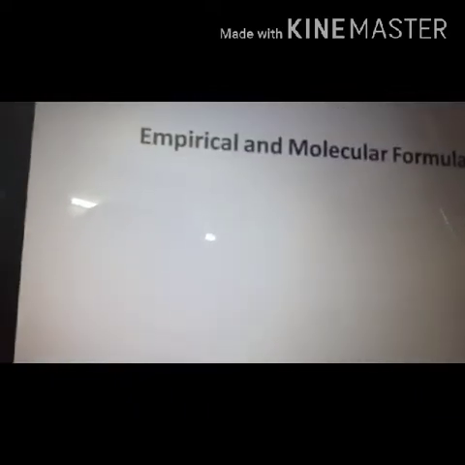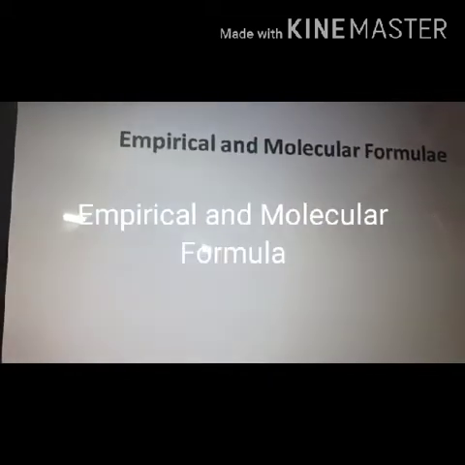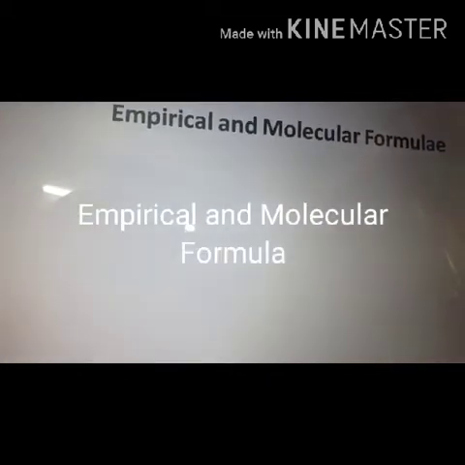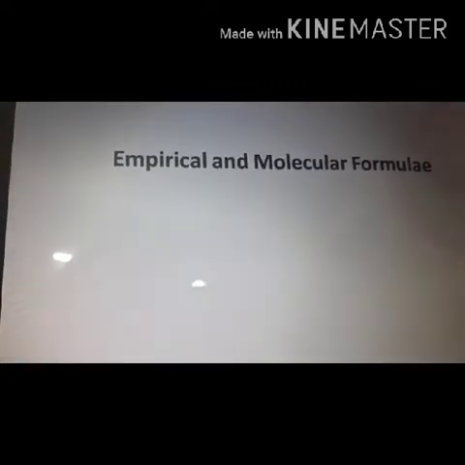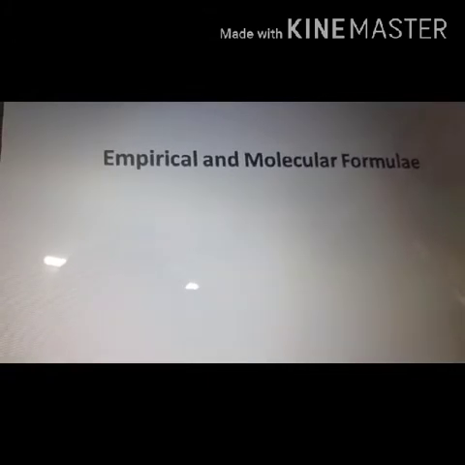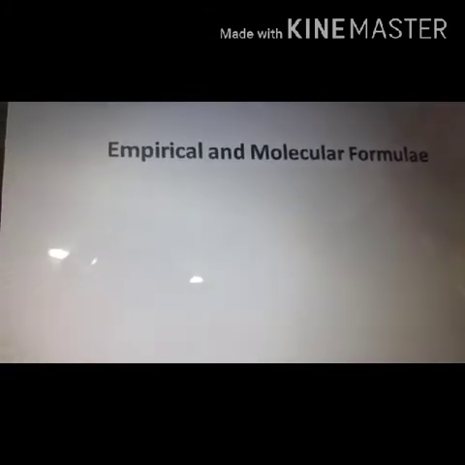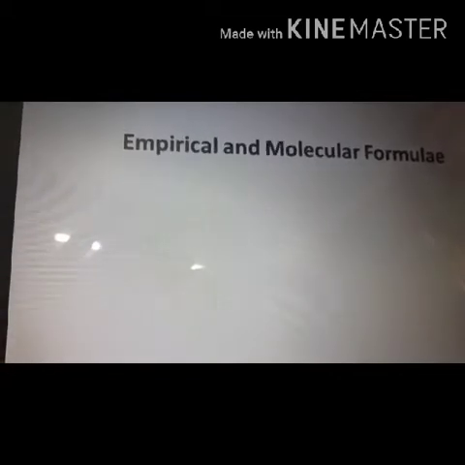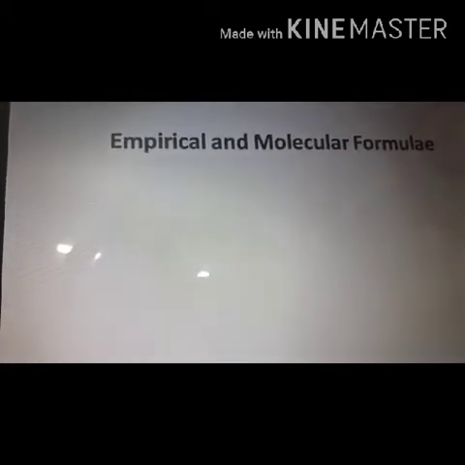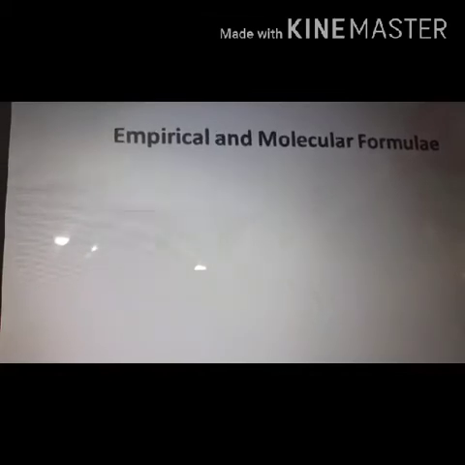how can we determine the empirical formula and molecular formula? What is the empirical formula? The chemical formulas of a compound are of two types. One is called the empirical formula, another is called the molecular formula. Empirical formula means the formula of a compound in which the atoms are in their simplest whole number ratio, and the molecular formula means the formula in which each element is present in its actual number.